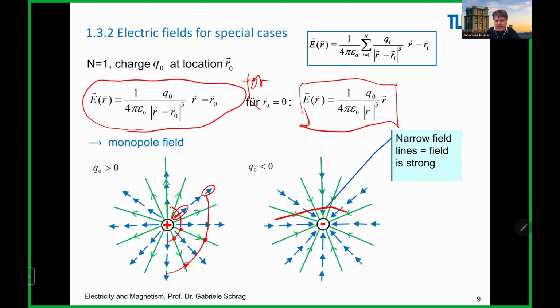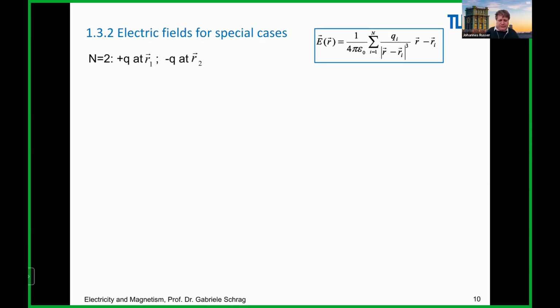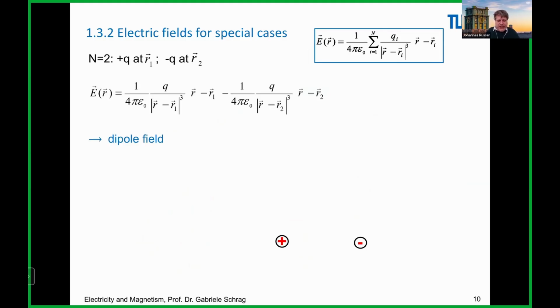So you have narrow field lines here, the center lines. These narrow field lines mean that the field is strong, and outside you have a weak field, where the distance between the field lines is larger. If you go to the case where you have multiple charges, you obtain a dipole field.